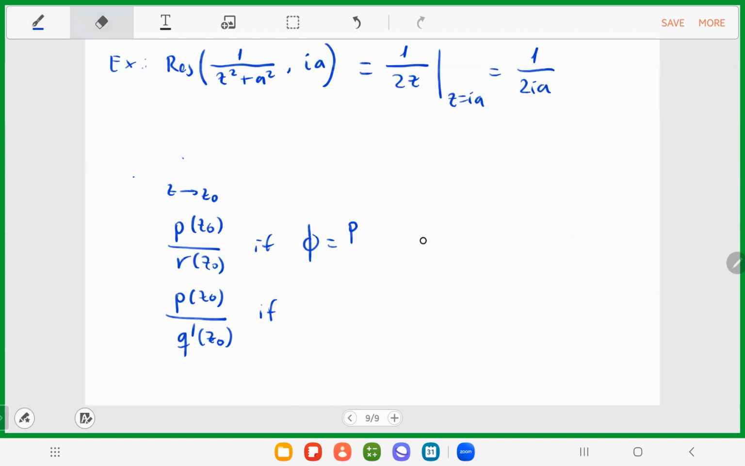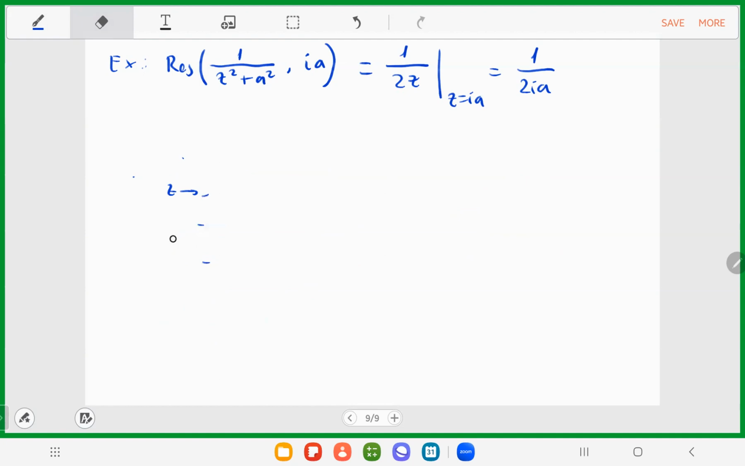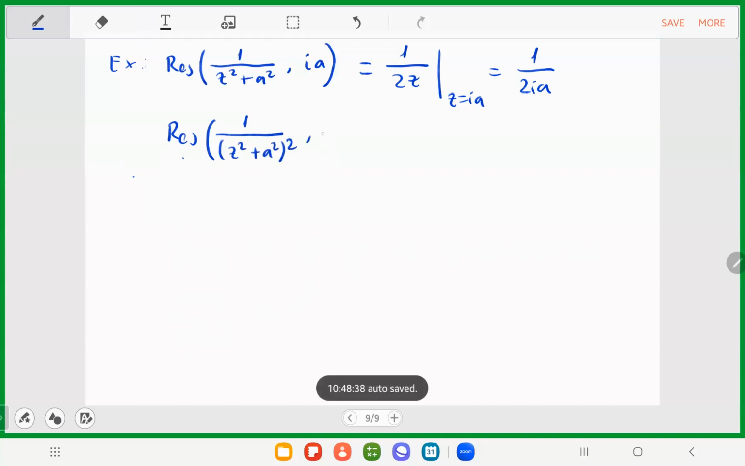Now we remember this. Let's see another example. And for your assignment, you can also try some of the singularities of the previous homework. Another example, what is the residue of 1 divided by z squared plus a squared, squared? One of the singularities is also at ia. What type of singularity is this? It's a pole of order 2, right? Yes, this would be a pole of order 2.